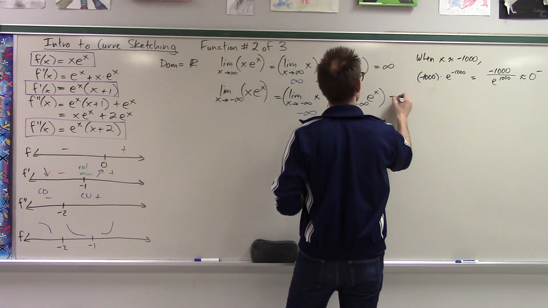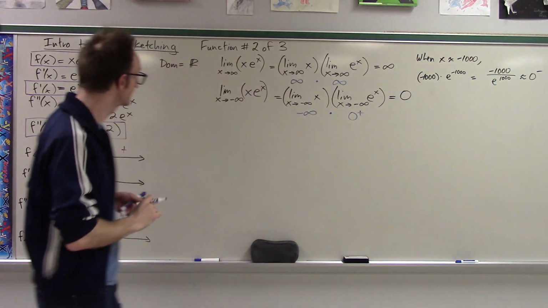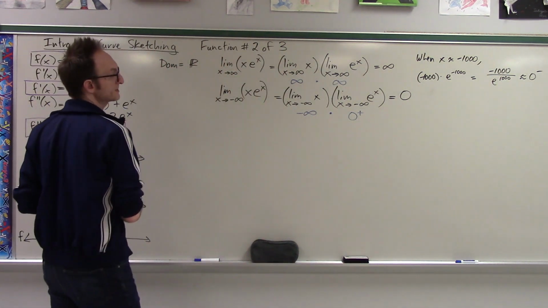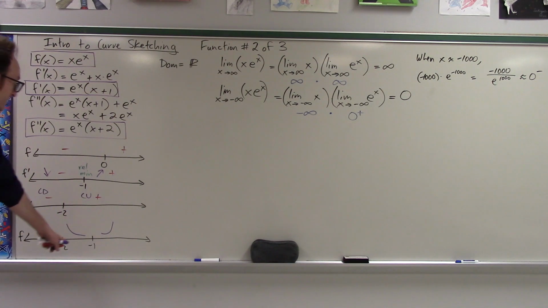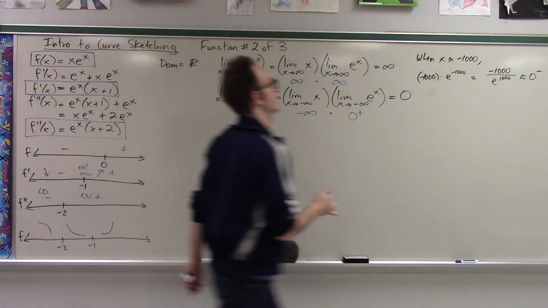I'm not trying to trick you or anything. Okay, but that was a little bit hard. All right, so anything else to do? I do want to see what these numbers are, negative 1 and negative 2, before I start graphing.